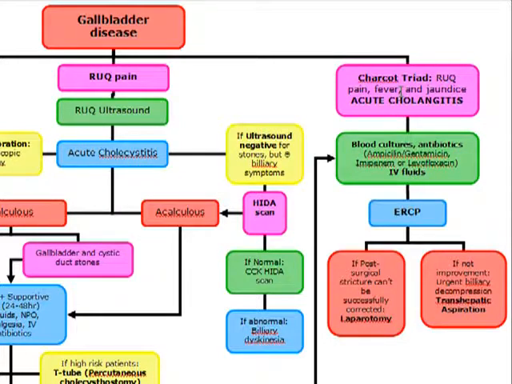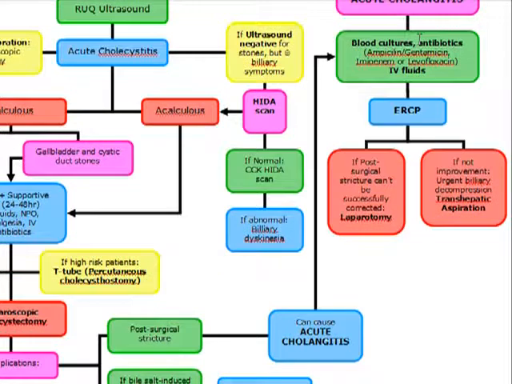So basically, what you're going to do in these patients is blood culture plus antibiotics. The antibiotics that you can use are beta-lactam and lactamase combinations, such as piperacillin tazobactam, or ampicillin gent, or imipenem, levofloxacin. Plus, you're going to give them IV fluids. Then, remember that emergency decompression of the common bile duct is going to save these patients' life.